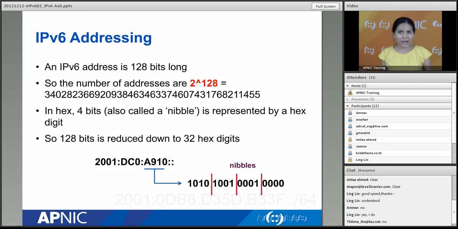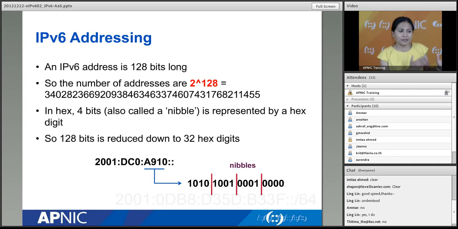Now, why do we have this? What is the main compelling reason for having IPv6? That is mainly because we are already running out of IPv4 addresses. At the start of the internet, around the 1970s, early 1980s, the people who invented the internet at that time came up, of course, with the IPv4 protocol and the IPv4 addressing.